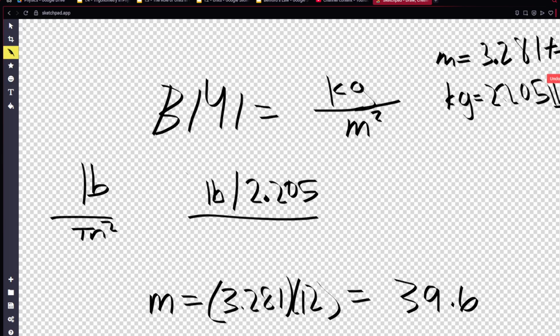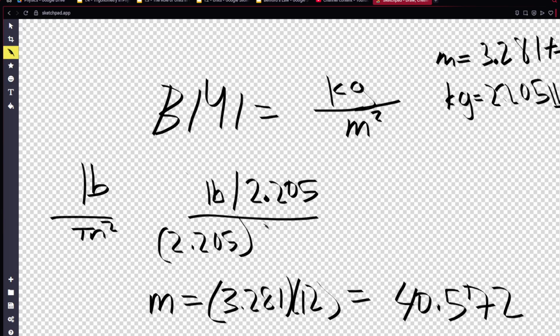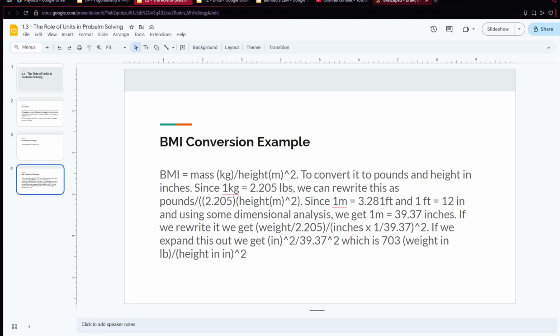So that's gonna be 40.56, 40.572. So quick mental math for me wasn't really that quick actually. So we come over here, 2.205 times 40.572, which is a meter in inches. But notice that it's squared. So what we'll do is, we're getting it into inches squared, right? Height in inches squared, right?